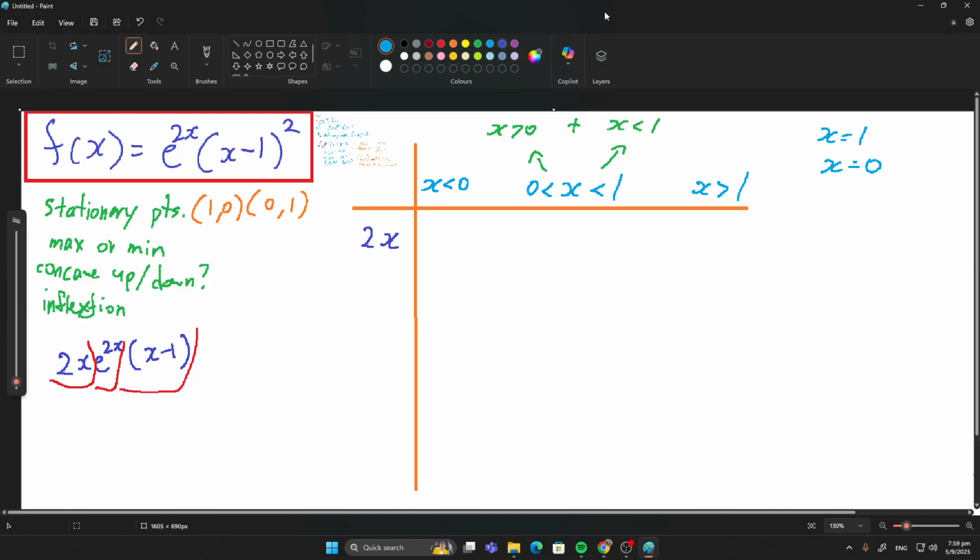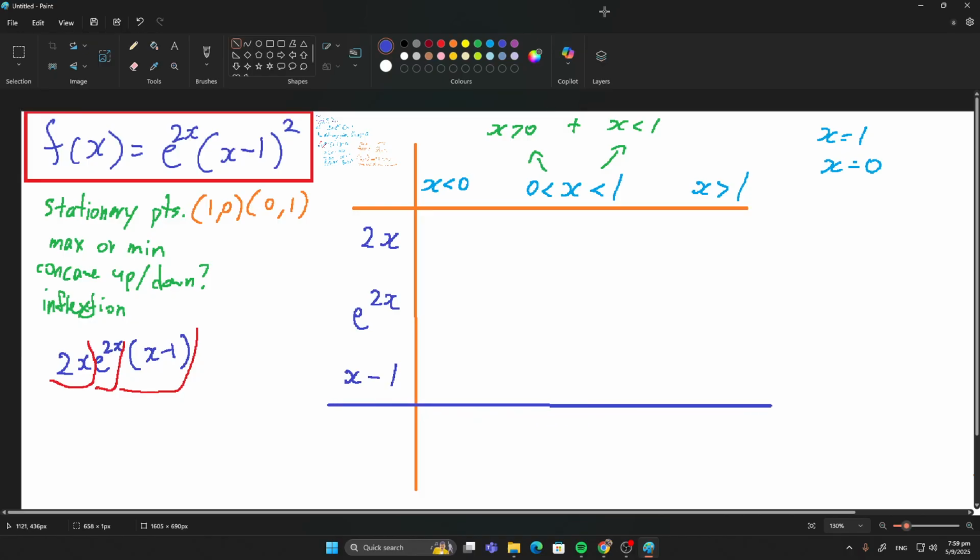So you have a 2x, you have an exponential 2x, and then you have an x minus 1. And at the very end, you need to see whether your f prime x is up or down. Your gradient, basically. So let's try to do it one by one, okay? Let's start with exponential first.